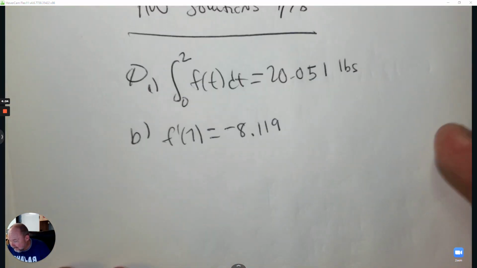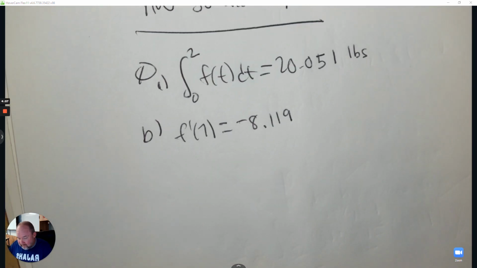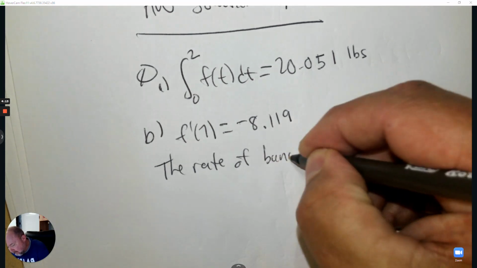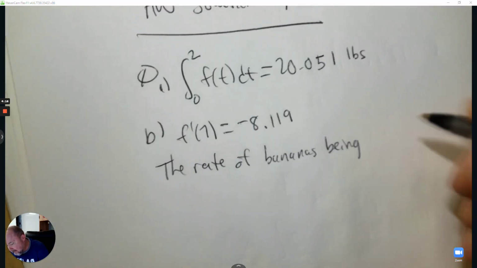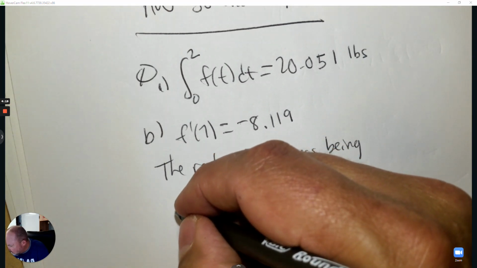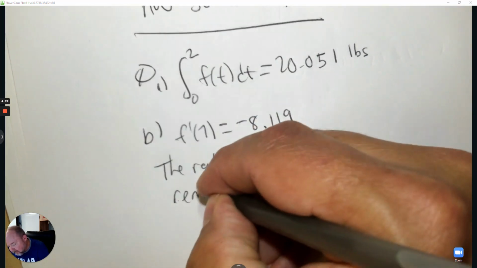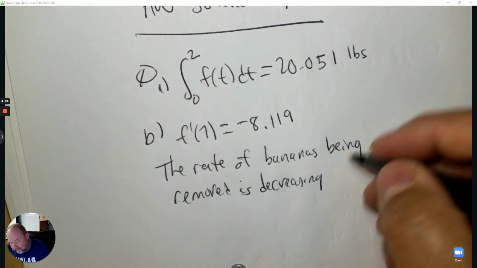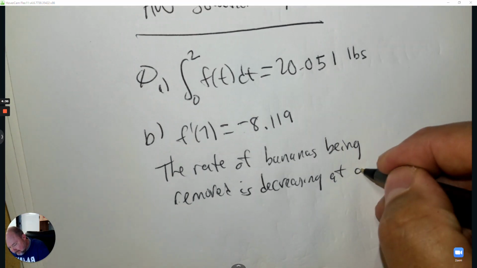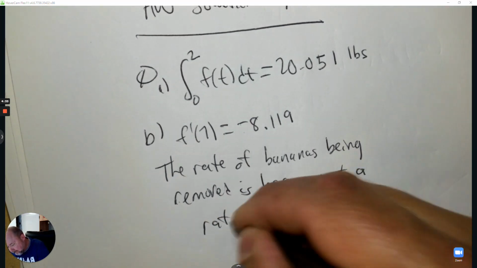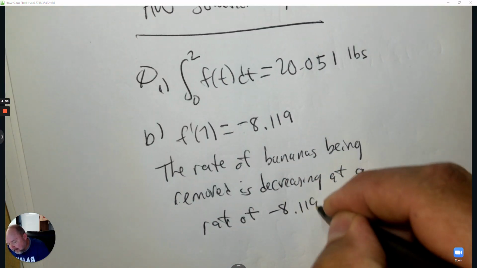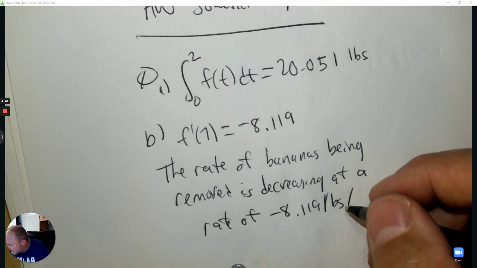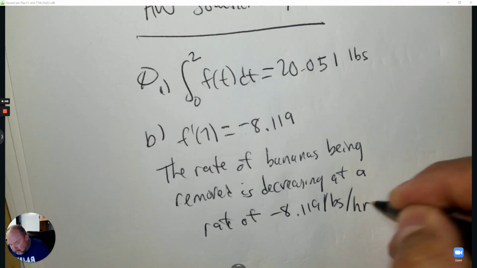And then what does that mean in the context of it? So that means the rate of bananas being added or removed, right? Sorry. The rate of bananas being removed is decreasing because it's negative, at a rate of negative 8.119 pounds per hour per hour, or pounds per hour squared.